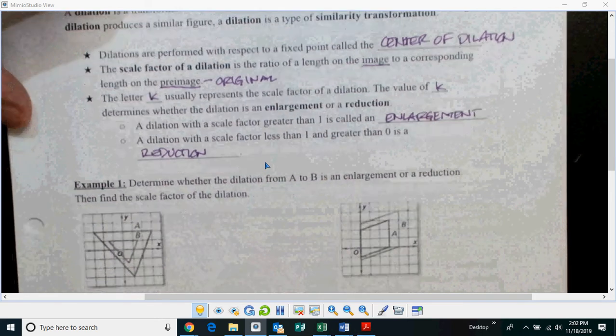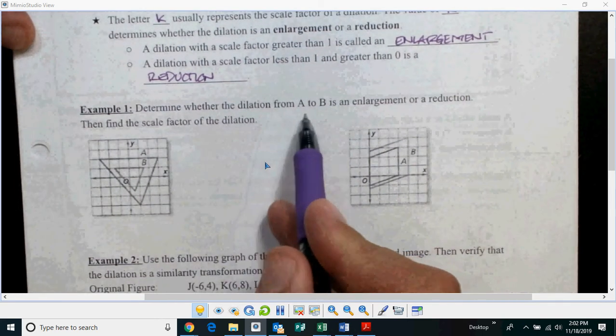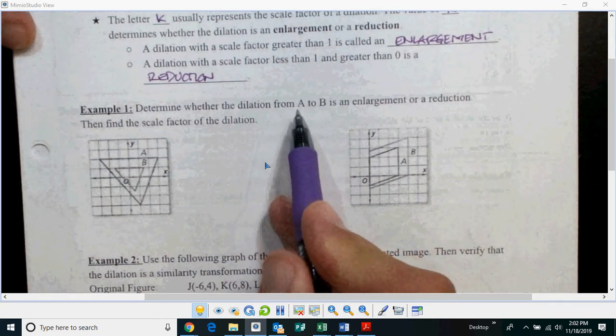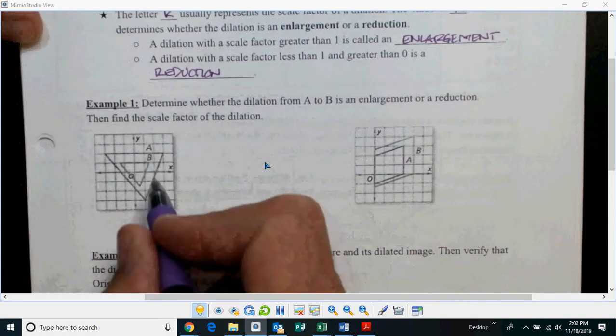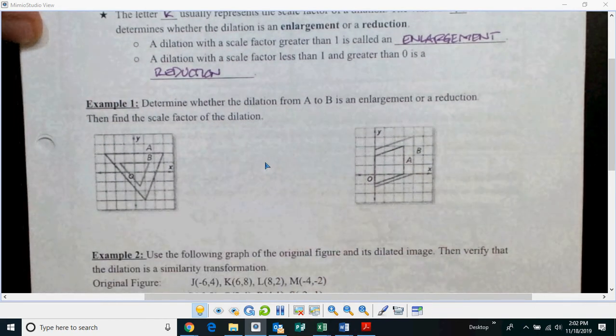So we're going to look at these examples. We're going from A to B. That means A is the original and B is the new shape. Tell me if it is an enlargement or reduction, and then figure out the scale factor. For this first one, is this an enlargement or reduction? It's a reduction.